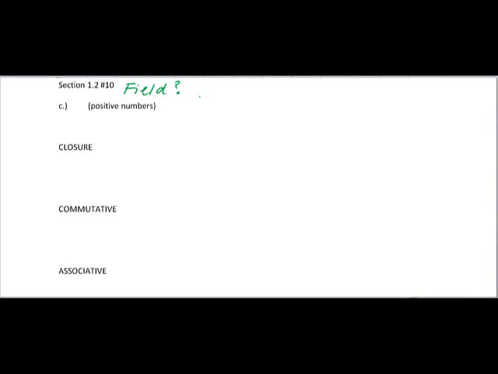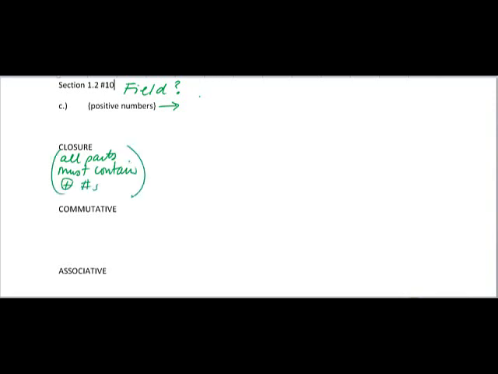In 10C, we're figuring out if it's a field or not. So again, you need to look over your 11 field axioms. We're talking about positive numbers in this case, so 1 through whatever, or obviously anything greater than 0. If we take a look at closure, remember we want all parts to contain, in this case, positive numbers.